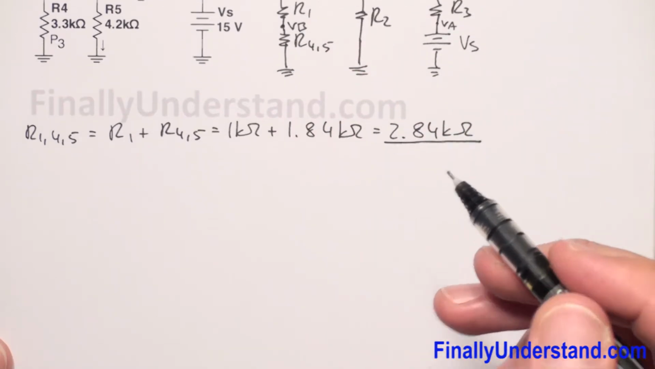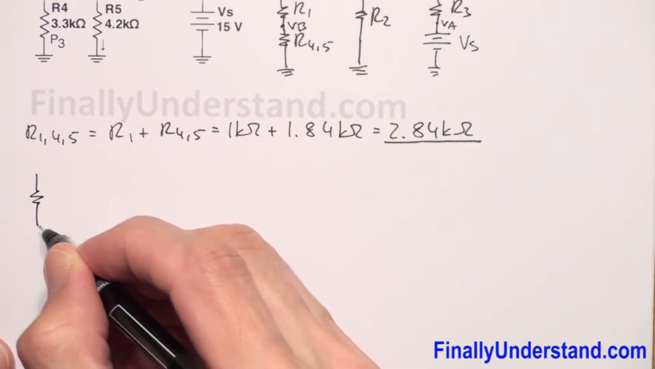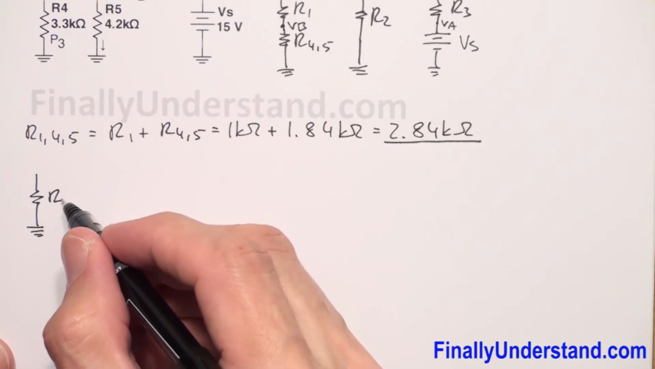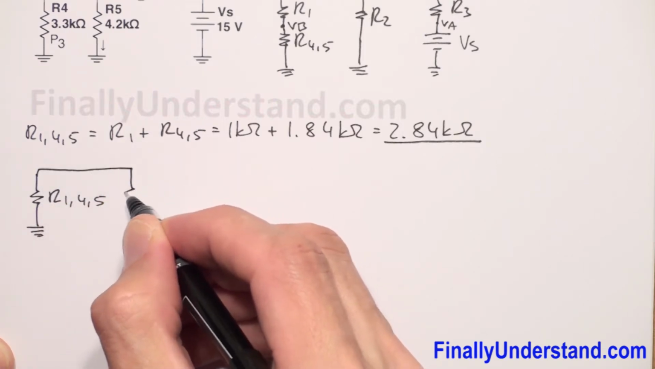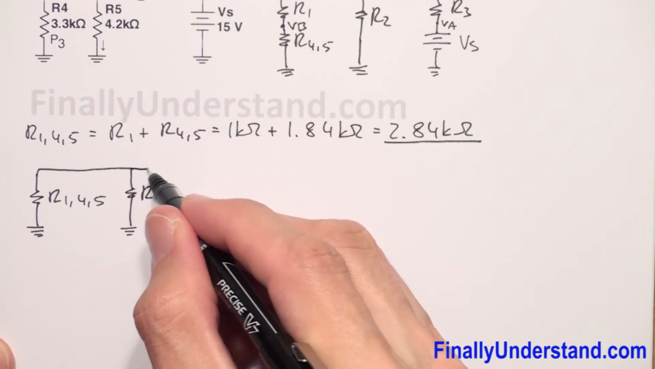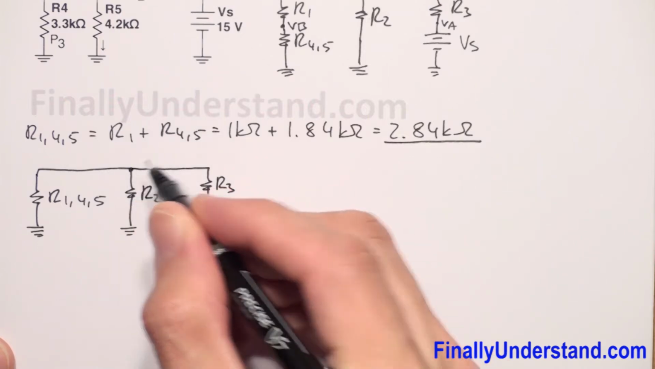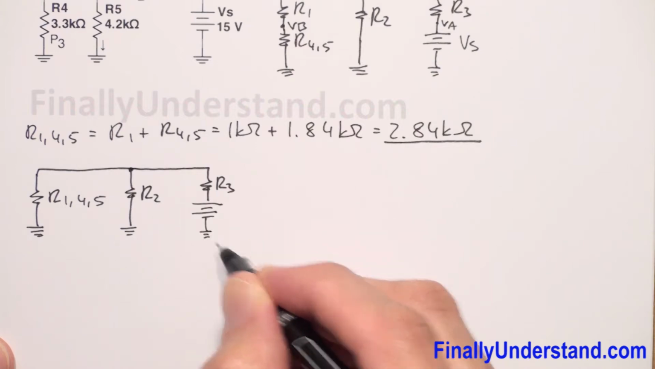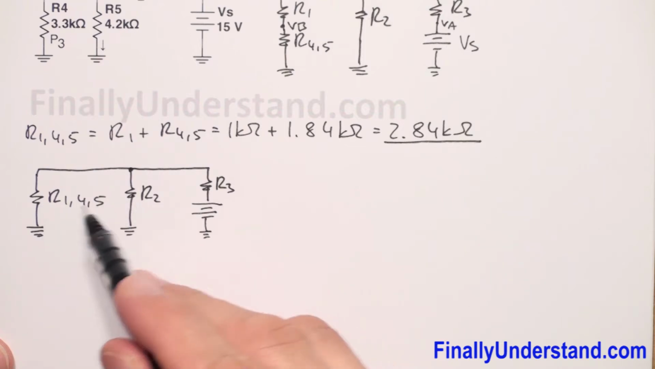Now I can redraw the circuit one more time, and I'm going to have a circuit looking like this. This is my resistor R145, and after that I have resistor R2, and I have resistor R3. And this is my voltage source. So now we can see that these two resistors are in parallel.